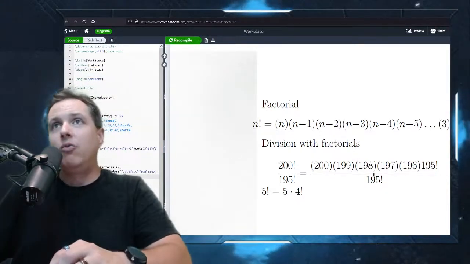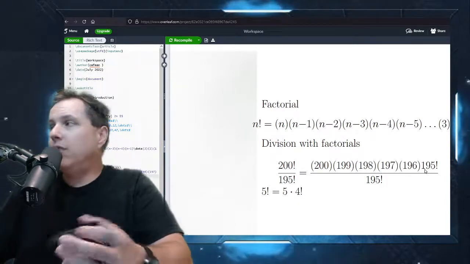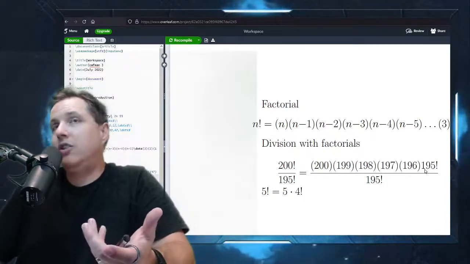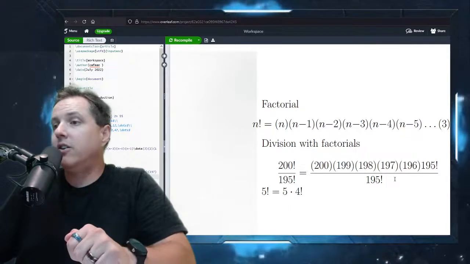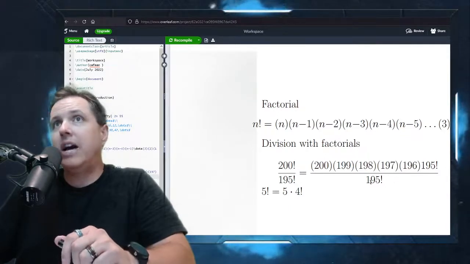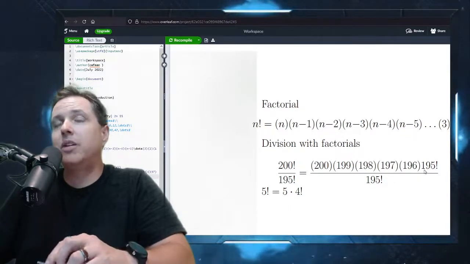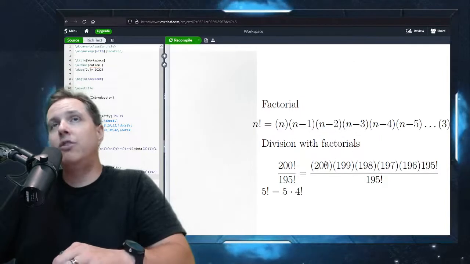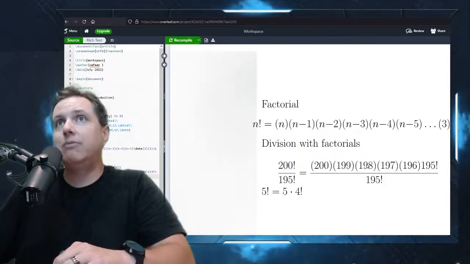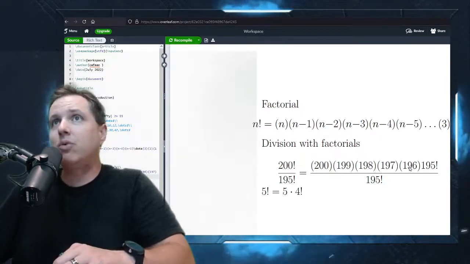And it's all multiplications, so we can do our simplifying as we want. And then we can just cancel these 195 factorials because everything's multiplication. There's no additions or subtractions going on here. So we're perfectly clear to divide out 195 factorial from the top and bottom. And what are you left with? You're left with 200 times 199 times 198 times 197 times 196.